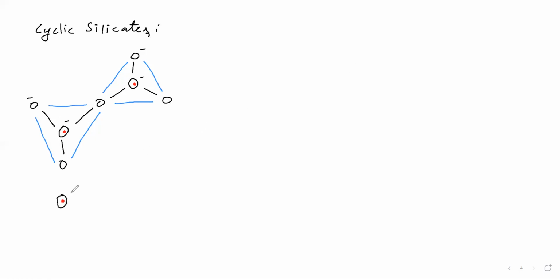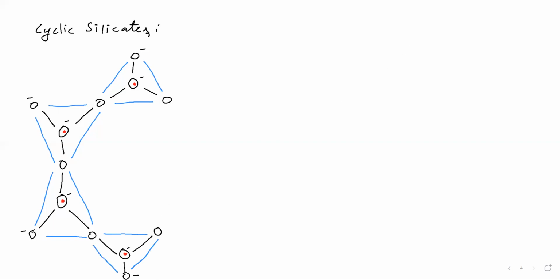Here one O minus. It is one O. It is O minus. It is one O. Next, we will represent this as one SiO4 unit. Next, here one silicon. Next, it is bonding with this O. Here O minus. Here O. Here O minus. We will represent this as one SiO4 unit.